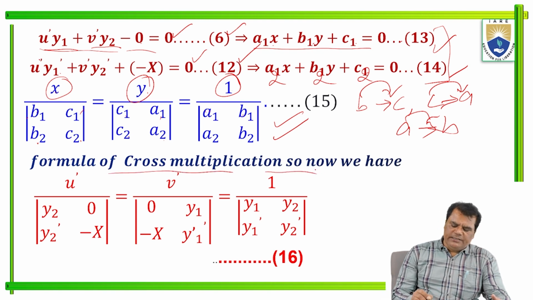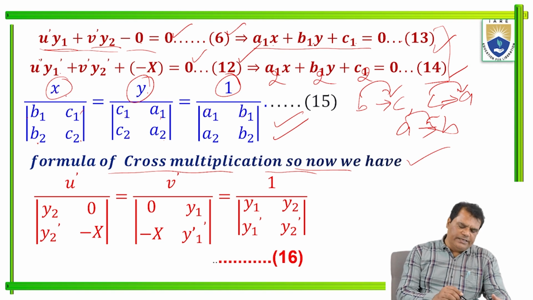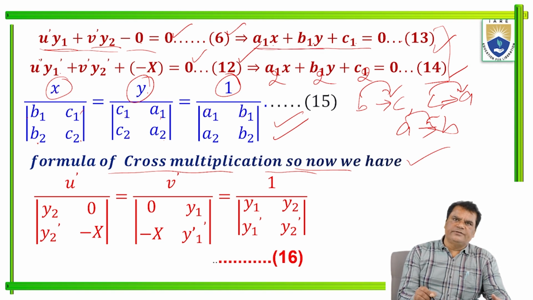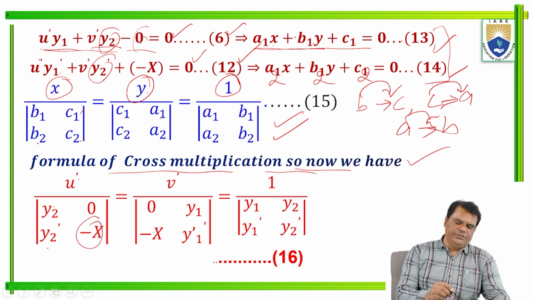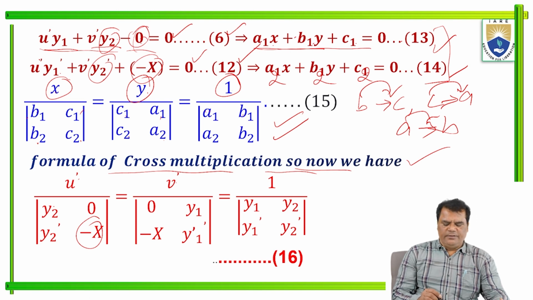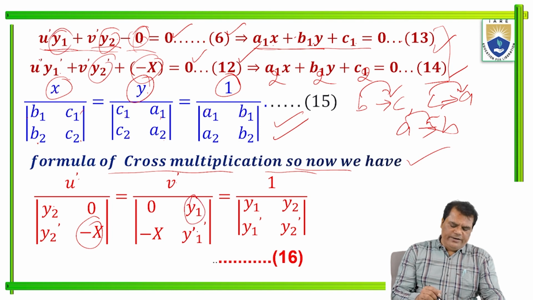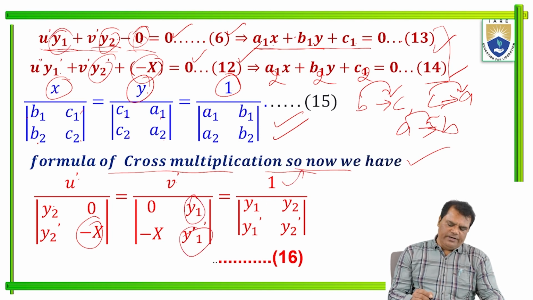Using the formula of cross multiplication, now we have here x as u in our question. Comparing this to this and applying all values, we get this result. u dash upon b1, where b1 means y2, and y2 dash, b1, b2. This is b1 and this is b2. And c1, c2, where c1 is 0 and c2 is minus x. And a1 is y1 and y1 dash, and 1 upon y1 and y1 dash, y2 and y2 dash.